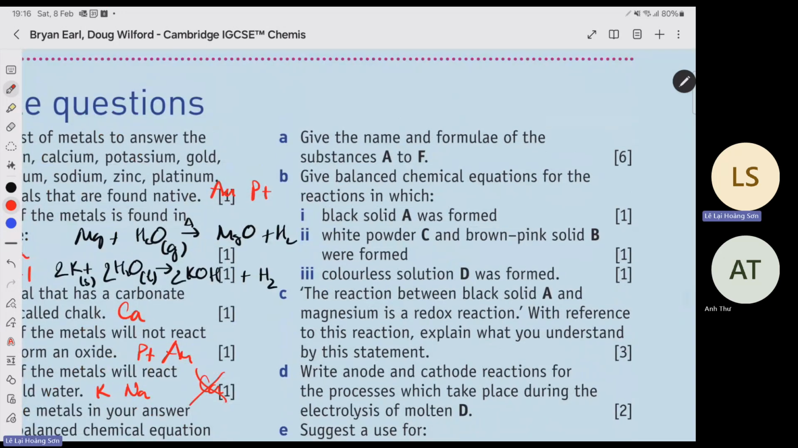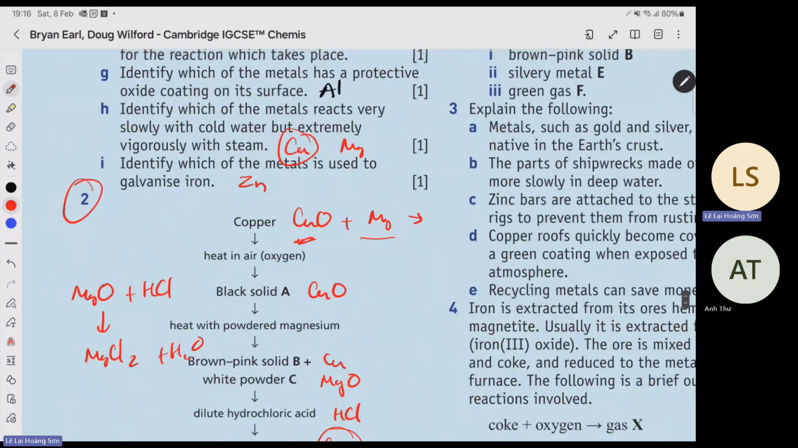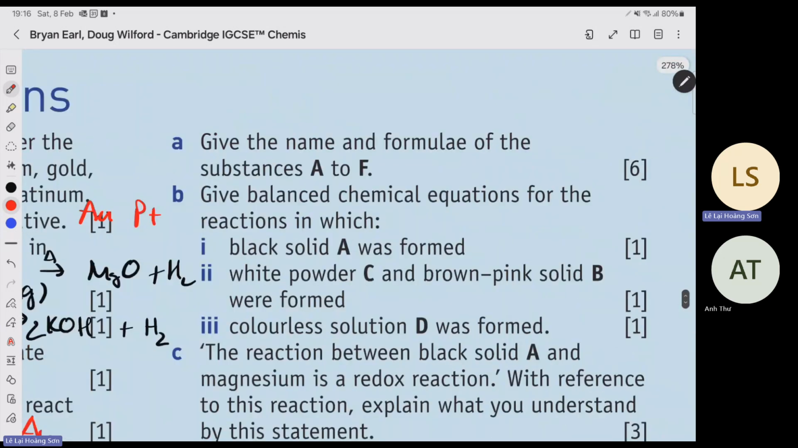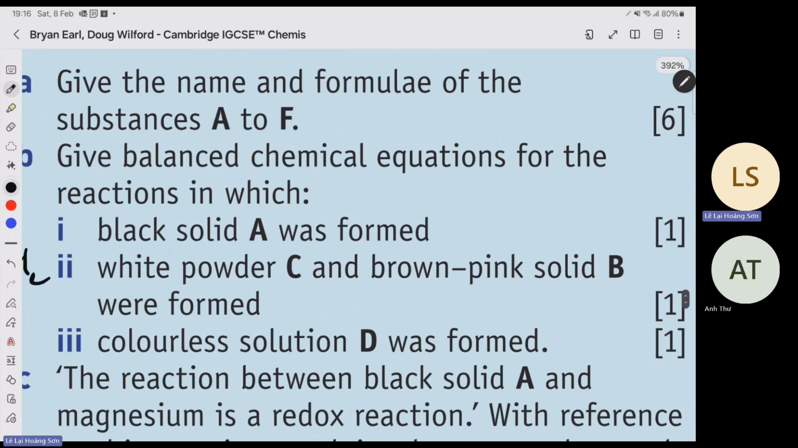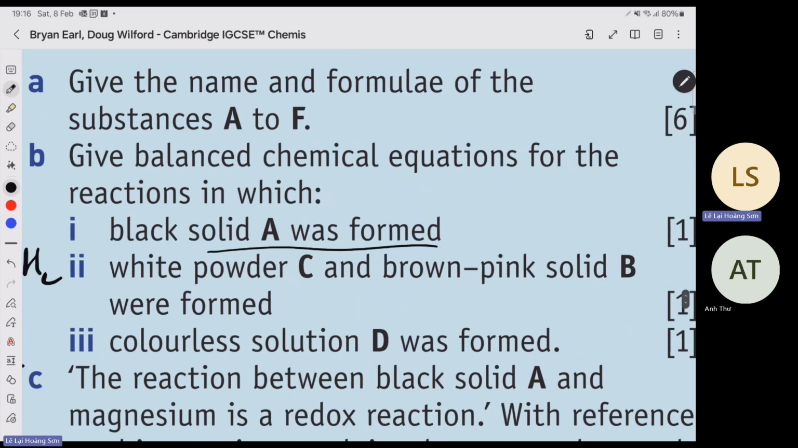Give the name and the formula of the substances A to F. So basically copper, copper oxide, hydrochloride. Okay, so basically ignore that. Give the chemical equations. So for the chemical equation, what do you have here? Black solid A was formed. What is the reaction?